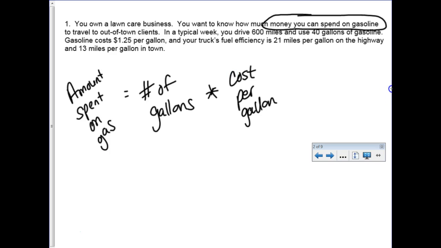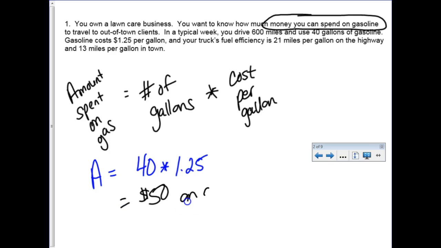I don't know the amount of money on gas, so I'm going to call that A. Number of gallons, totally know that, that's 40. Cost per gallon is a mystical $1.25, likely not. This was written a long time ago, apparently. So it looks like we're spending $50 on gas each month. I wish. We might once in a while ask you to write your answer as a sentence. So you would say, I plan on spending $50 on gas each month.